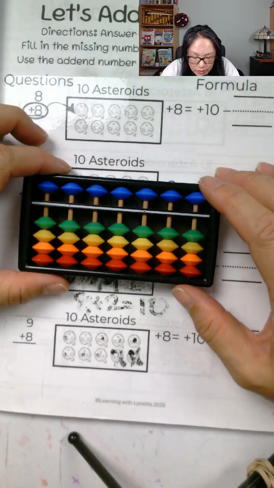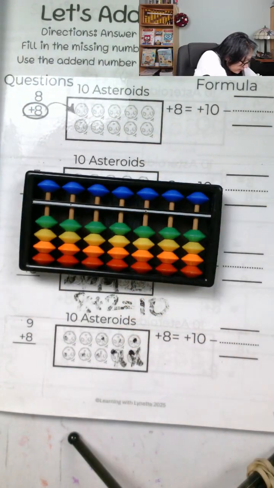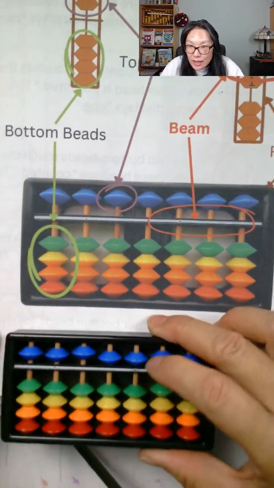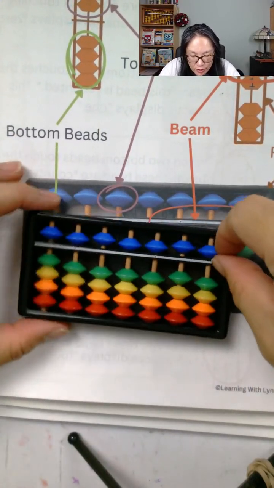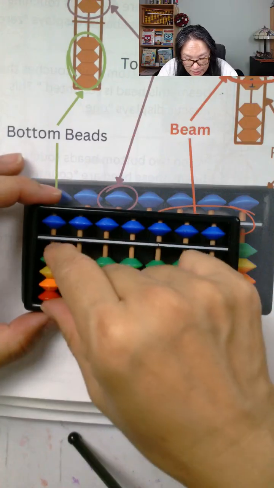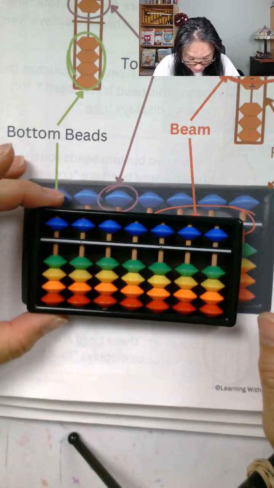So what we do is, let's do a review. What we're going to do is we're going to understand how to read the abacus. Let's start with this. Understanding that there are the top beads, you can be poetic, and these would be the top beads or the heaven beads. These are the bottom beads. The bottom beads can also be called earth beads.